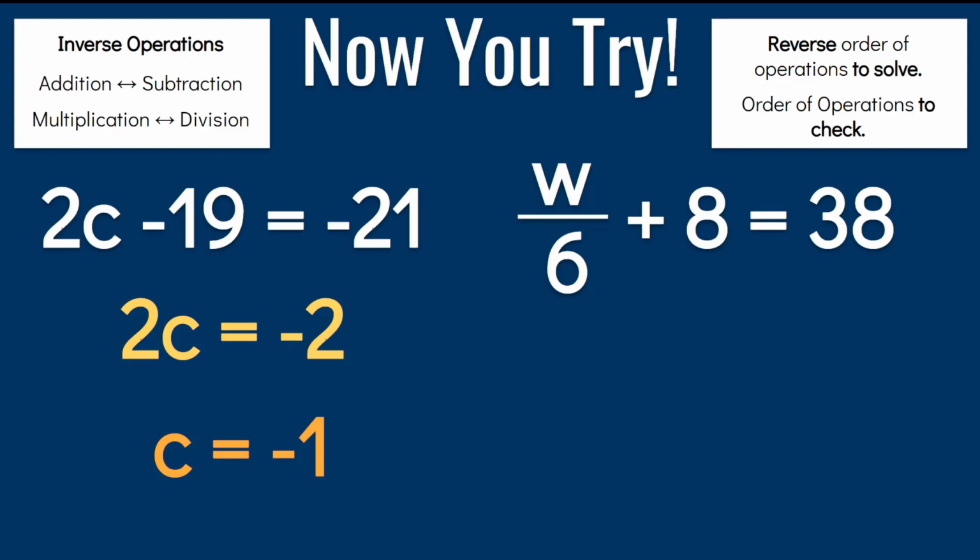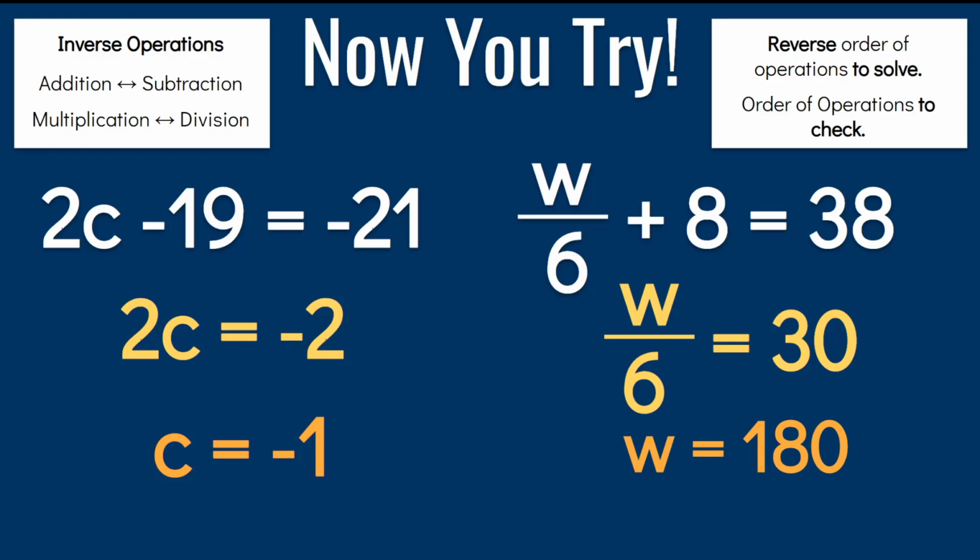Let's look at the other problem. W divided by 6 plus 8 equals 38. Using reverse order of operations, we're going to subtract out that 8 from both sides, leaving us with W divided by 6 equals 30. From here, we need to multiply both sides of the equation by 6 in order to get W with that coefficient of 1. So 30 times 6 leaves me with 180.